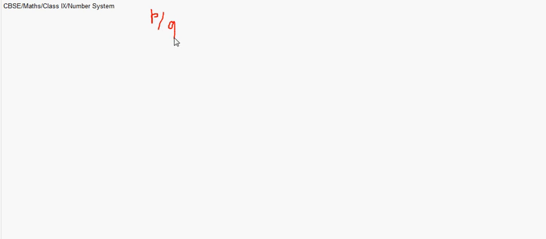Those numbers are like root 2, root 3, root 5, which cannot be expressed in that form, and so on. There will be many such numbers. How do we locate these kinds of irrational numbers on the number line? That's what we are looking for in this session.